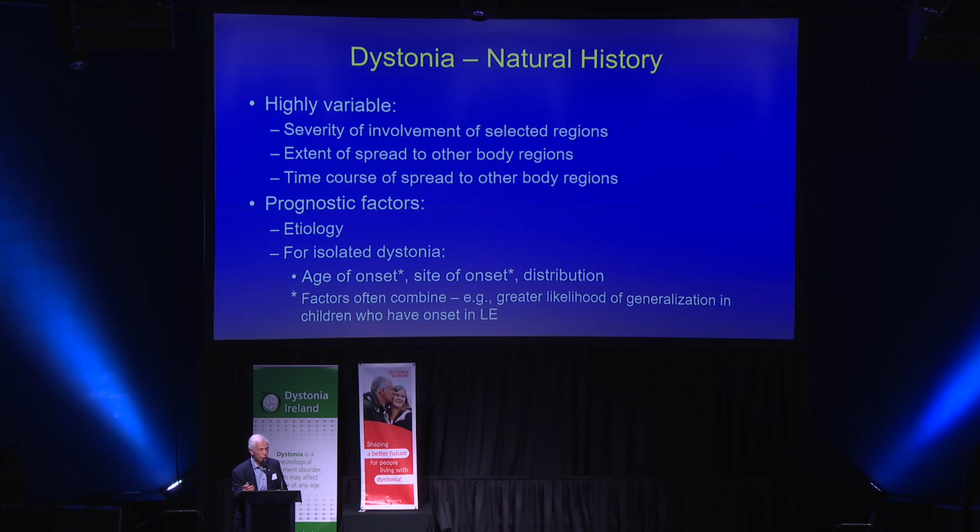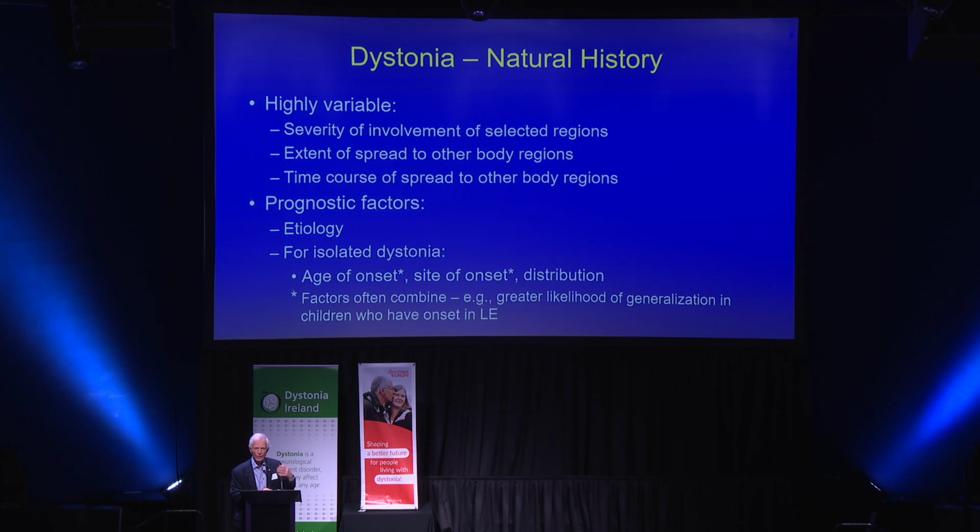Getting near the end, the natural history. What do you expect when you're told you have dystonia? Well, in fact, because dystonia is just a symptom of many diseases, obviously the natural history is going to vary depending on what the cause is. The severity of involvement of selected regions will help you understand the variability and the expected disability. The extent of spread to body regions also varies. The time course from the initial symptom to spreading to another body region also varies. So lots of variability, and that's why it's so hard for us to predict when you first come to see the doctor what to expect over the next 10 to 20 years.